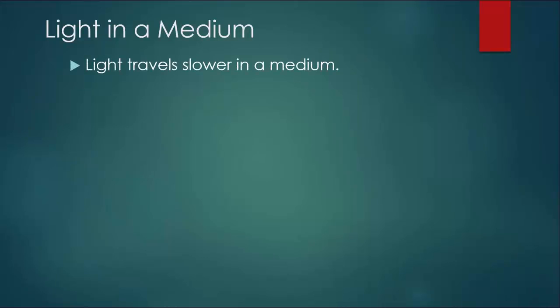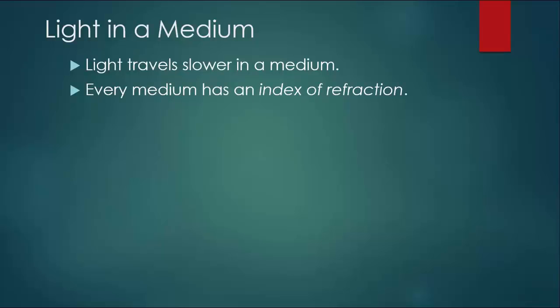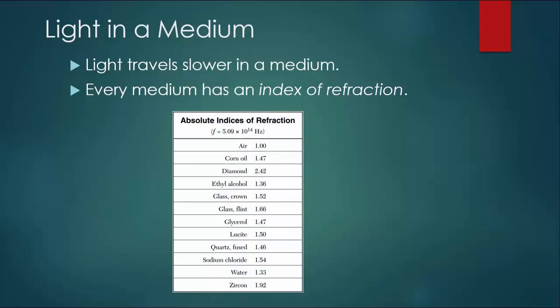Light traveling in a vacuum is the fastest thing in the universe. Nothing can travel faster than light in a vacuum. Light does, however, travel slower when it's in a medium, in the material. Every material, every medium, has what's known as an index of refraction. Here's the table of indices of refraction right off your reference table. These are just a handful of the materials that light can travel through. If you go on the internet, you can find the index of refraction of many, many more materials.